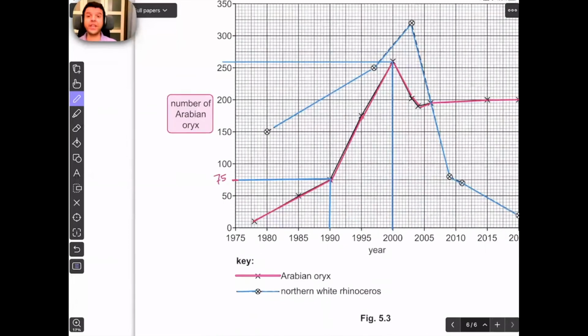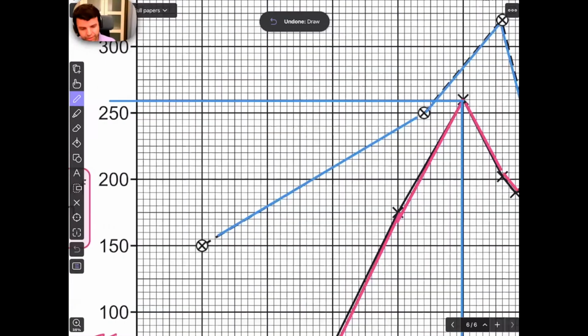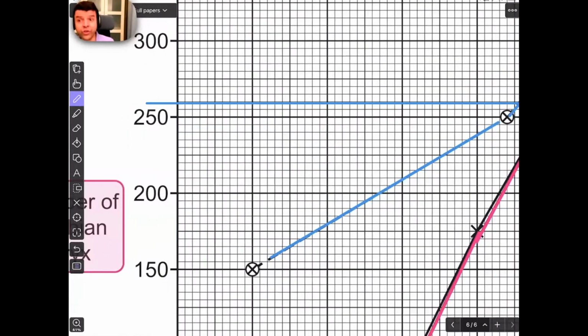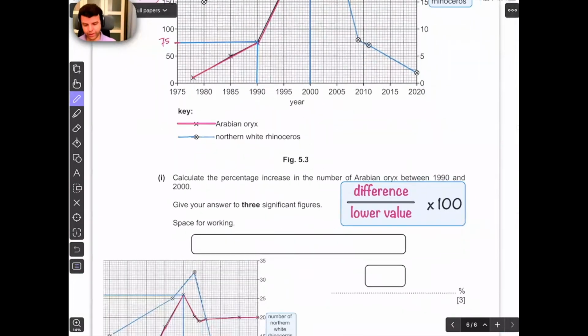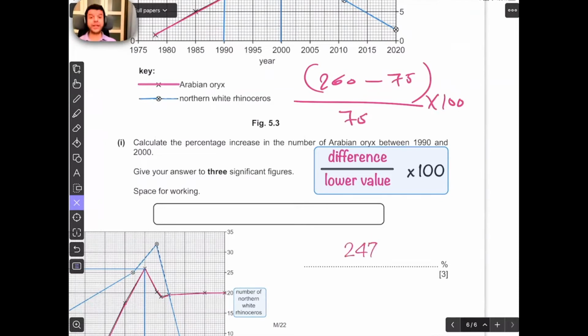How much was the increase? At 2000, the number is what? The number here is like 2 squares above 250. This means what? This is 255, 260, right? So now what am I supposed to do? I need to find the difference. So I say, well, it's 260 minus 75. Divide by what? Divide by the lower value, which is 75, multiply by 100. Okay? So how much are we going to get here? The answer is 247%. Okay?